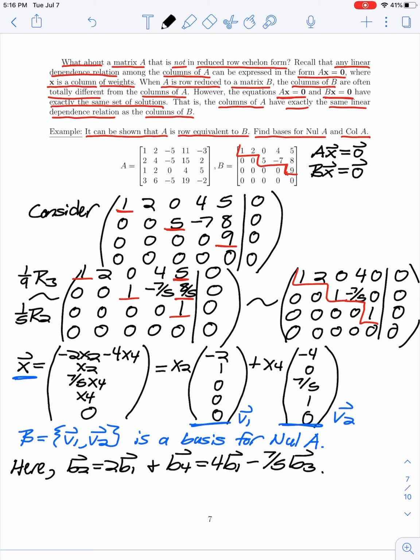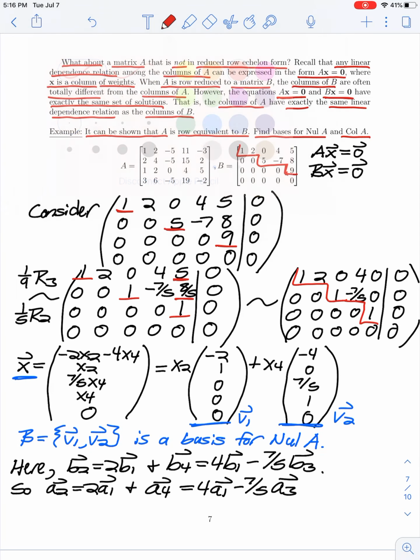All right. So these linear dependence relations among the columns of B must also be true for the columns of A. So A2 is equal to 2 times A1, and A4 is equal to 4A1 minus 7/5 A3, where A1 through A5 are the column vectors of the matrix A. So we see by the spanning set theorem that since A2 and A4 can be written as a linear combination of the other vectors, we can discard those two vectors when we're selecting a minimal spanning set of the column space.